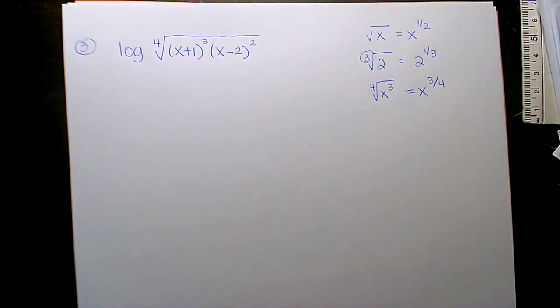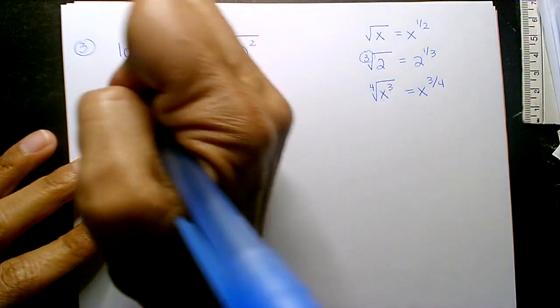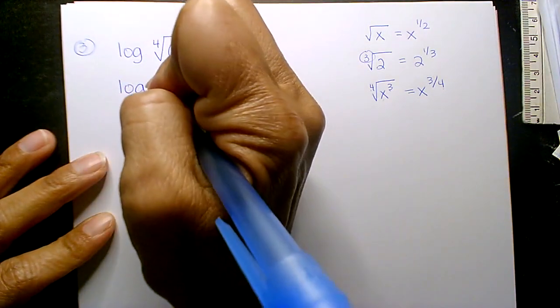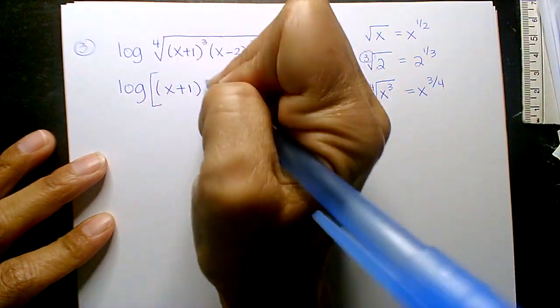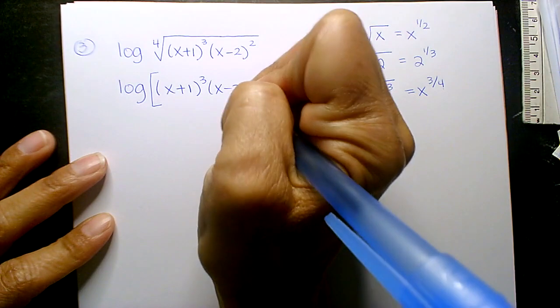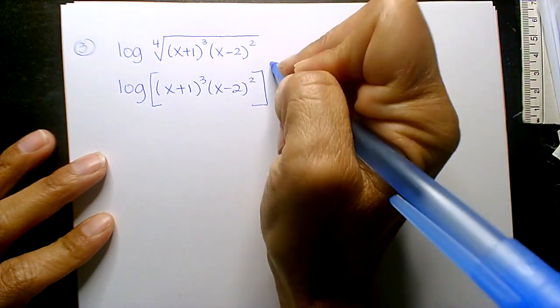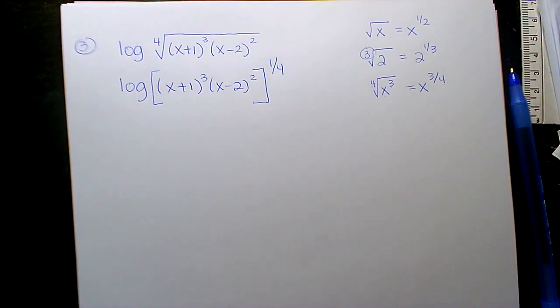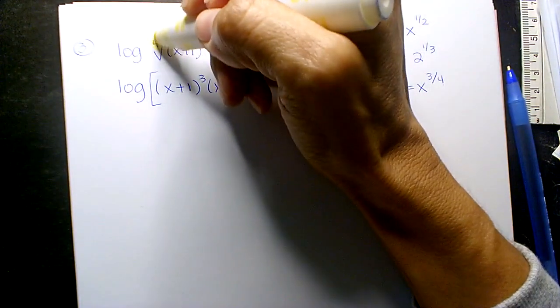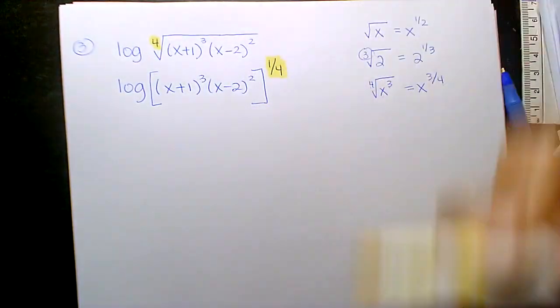See how you have a 4th root? Okay, so the equivalent is, oh wait, let's do a bracket then. Is 1/4, right? Because that 1/4 is there, correct?